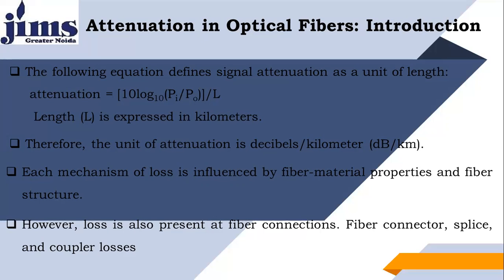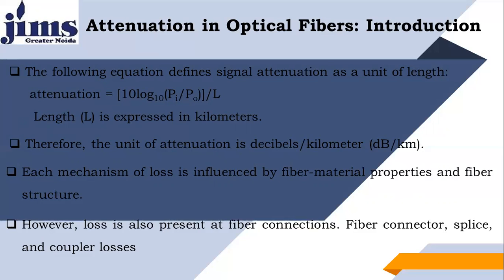And fiber structure also matters, in the sense of whether you use a multi-mode fiber or a single mode fiber, whether the diameter of the core is large or small. If the core diameter is very small, then it is very difficult to enter 100% of the light into the optical fiber. So each mechanism of loss is influenced by fiber material properties and fiber structure. These are the problems that we face as engineers as far as attenuation or loss is concerned. Attenuation actually means loss. Loss means attenuation, right?